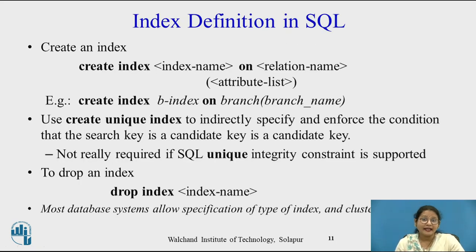So, how to create an index in SQL? Create index, with the index name, on a relation, with the attribute list on which you are using it as an index. For example, create index B index on branch with attribute branch name. Use create unique index to indirectly specify and enforce the condition that the search key is a candidate key. This is not really required if the SQL unique integrity constraint is supported. To drop an index, drop index with the index name. Most database systems allow specification of the type of index and clustering.